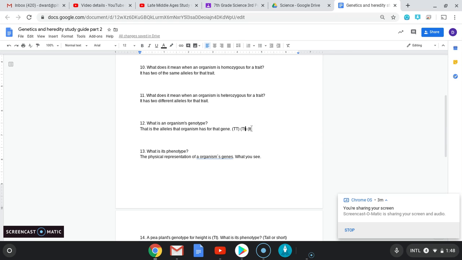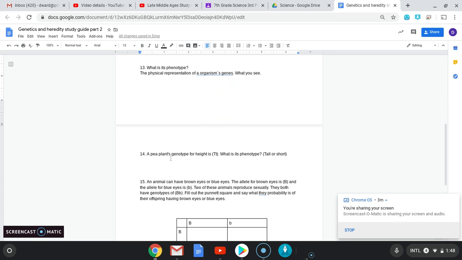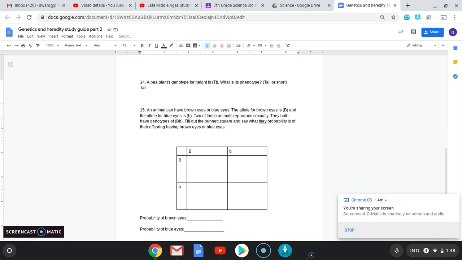All right, and this is the one that has a different phenotype. These two lowercase t's are going to create a short pea plant, so the phenotype of that pea plant would be short. All right, so like number 14, a pea plant genotype for height is capital T, lowercase t. What is its phenotype? Well, that would be tall, right? Because that plant's going to be tall.